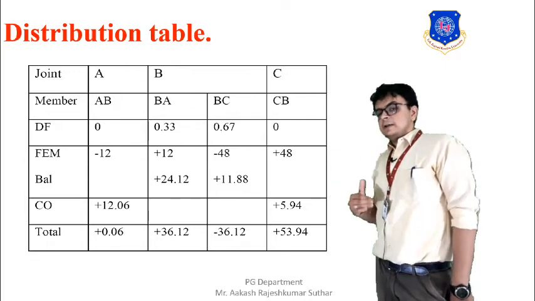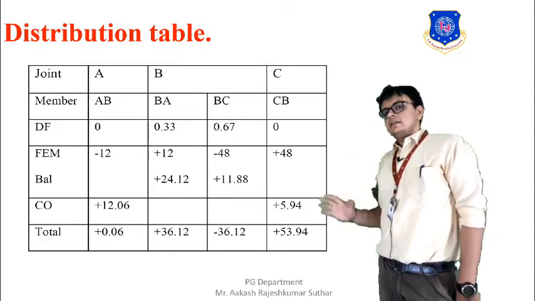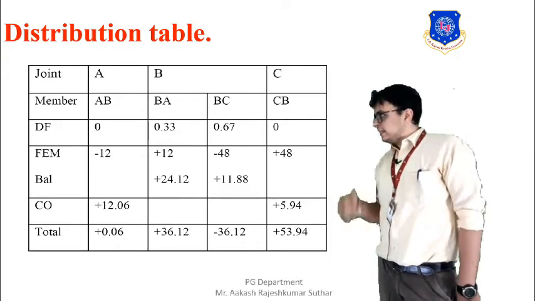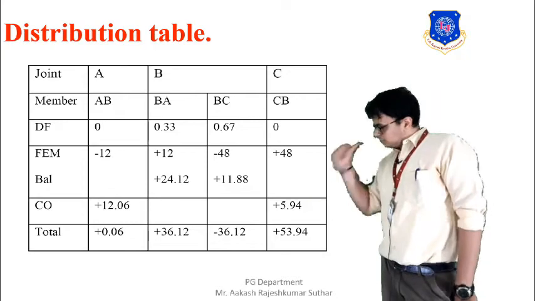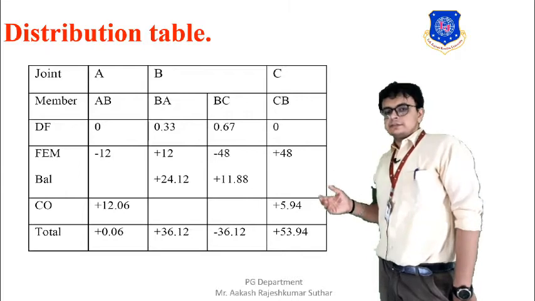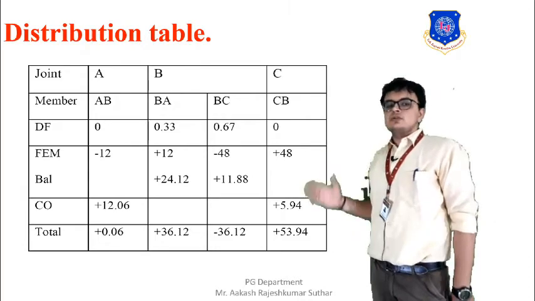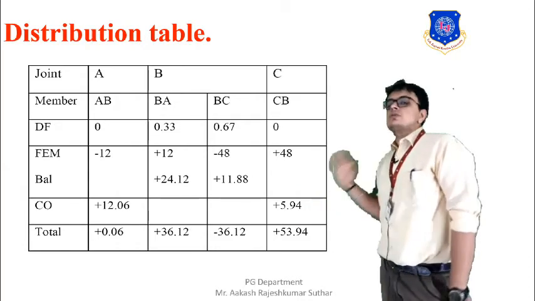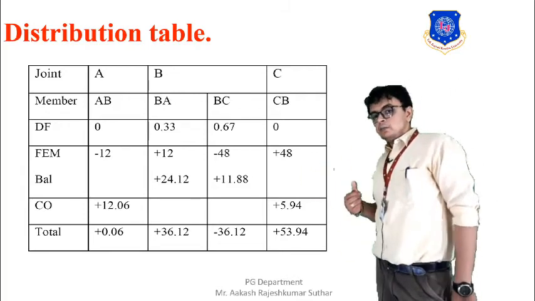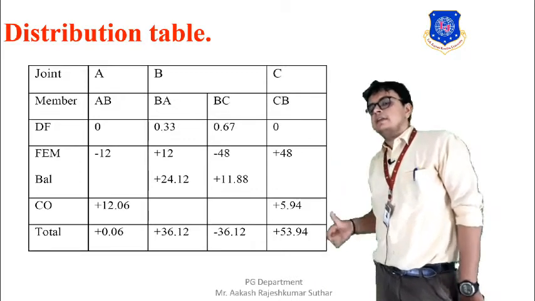Now the next step is the carryover. Whatever we are getting, we have to carry over to the adjacent member. So for BA, the adjacent member will be AB, and for BC, the adjacent member will be CB. Half of it we need to carry over. So while carrying over the 24.12, its half will be carried over, so it will be plus 12.06 moment at AB. And while carrying over 11.88, its half will be carried over, and it will be 5.94, that is the carryover moment at CB.